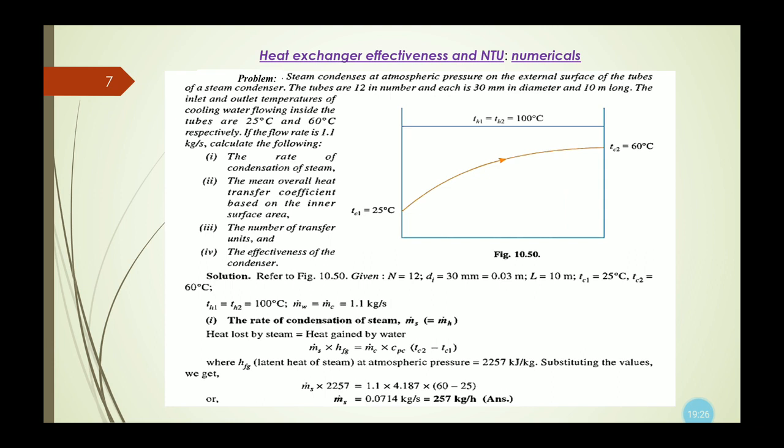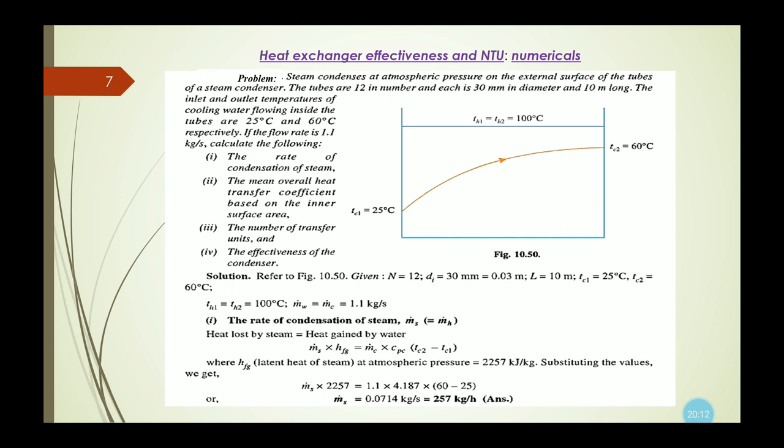Now here, what are the things given: 12 tubes we are using here. Di equals 0.03 meter, L equals 10 meter. TC1 is given as 25 degrees centigrade, TC2 is given as 60 degrees centigrade. TH1 and TH2 are the hot fluid temperatures, which are uniform throughout the condenser. So TH1, the inlet and outlet temperature of the hot fluid, will be the same, that is 100 degrees centigrade. The mass flow rate of the cold fluid is given as 1.1 kg per second.